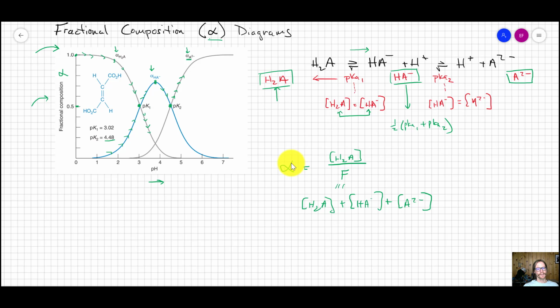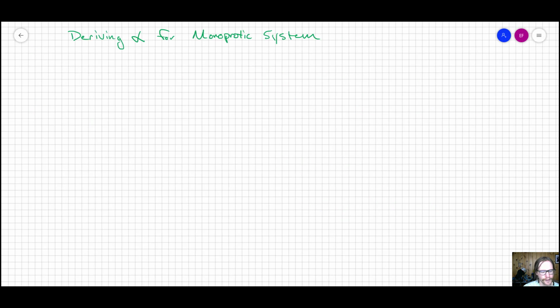There are some nice derived methodologies to compute the alpha directly, because in order to compute the alpha in this form, we would need to go through all of the equilibria first, compute the concentrations of each species, and then compute alpha. You can do it that way, totally, but I'm going to show you some shortcuts to that as well.